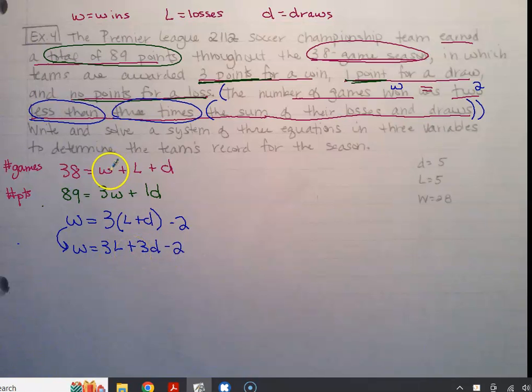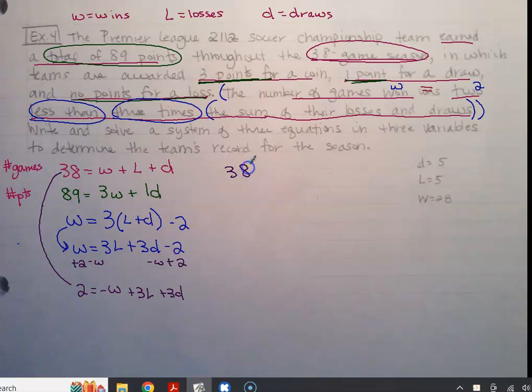If we change it to the other form, let's add 2 and subtract W. We can switch their sides. So this would be 2 equals negative W plus 3L plus 3D. Then we can combine these 2 together. So 38 equals W plus L plus D, and 2 equals negative W plus 3L plus 3D.